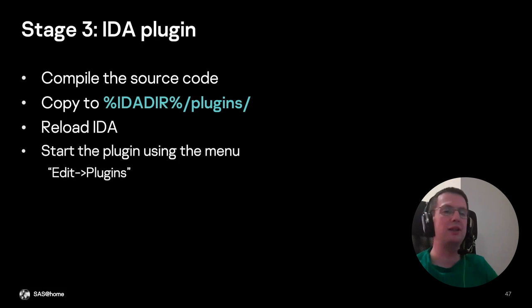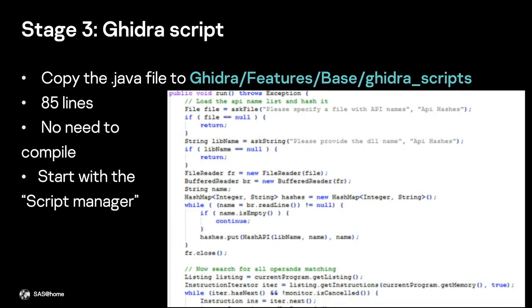As for Ghidra, you copy the Java file. You don't need to compile it. You copy it to Ghidra's Features, Ghidra Scripts directory. It took me about 85 lines, supposedly with fewer comments in there. You don't need to compile it because Ghidra will compile it for you and it will complain if there are syntax errors. You open the window called Script Manager, search for your script by the file name, and you start it from there.